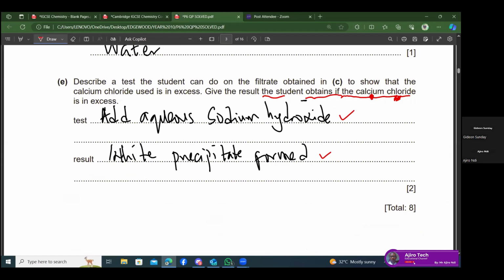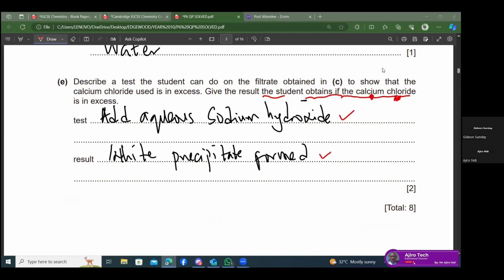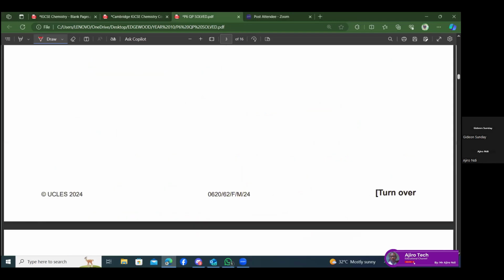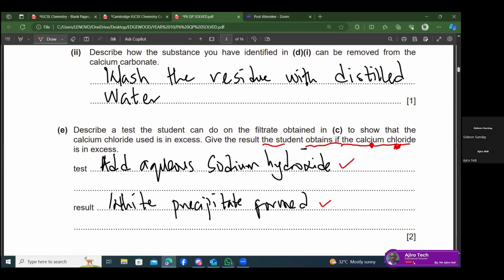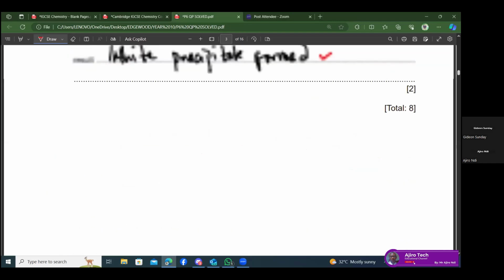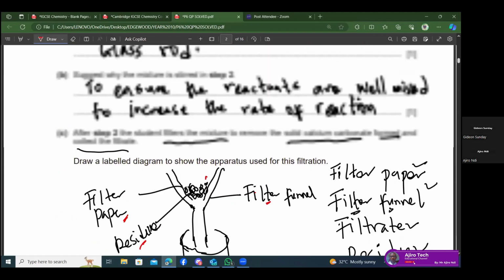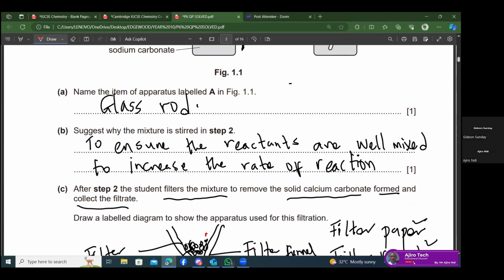All right. So moving forward to the next question. We are done with question one. You can see that question one is simply testing your knowledge of salt preparation, the basic principles of salt preparation and filtering and the like. So it's as easy as that.